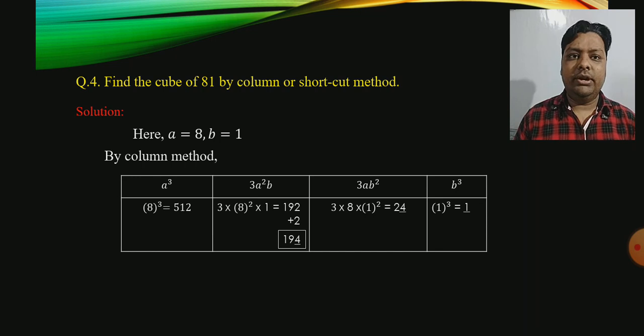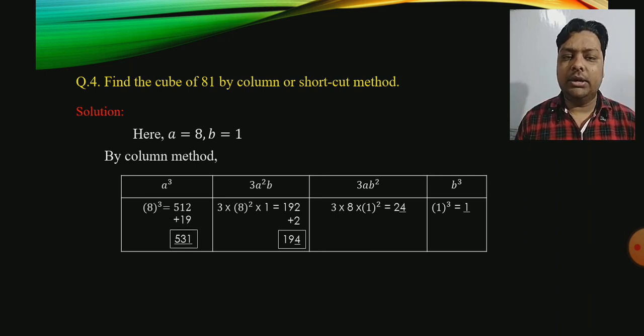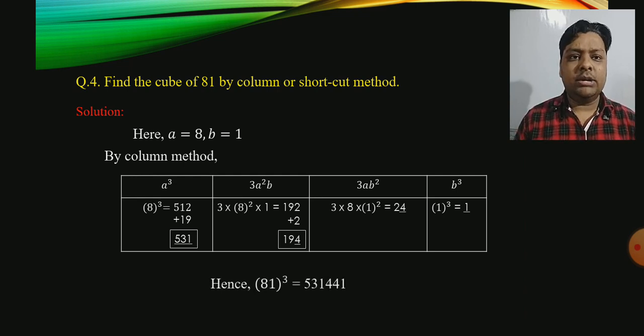And again we will take 19 to the first column and add it with 512. Then what we will get? We will get 531, and since it is the first column, we will underline all the digits. Then we can say that the cube of 81 will be all the underlined digits, it means 531441. So this is our value.